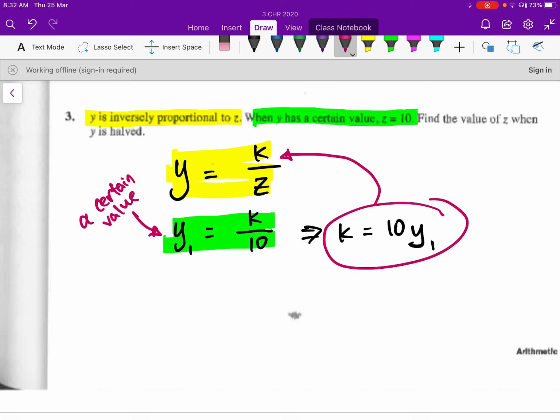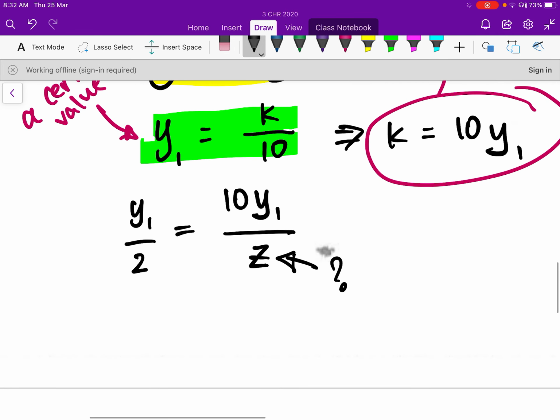So let's substitute it back into the original equation. We end up with Y equals to K. K is our 10Y1 over Z. Okay, now this is our new equation. What did they say? Find the value of Z. That means they want this, when Y is half. This Y doesn't stay as Y. Originally, we had a certain value of Y1, right? And now we're going to halve it. We're going to divide it by 2. So this Y becomes Y1 over 2. And we want to find the Z over there.